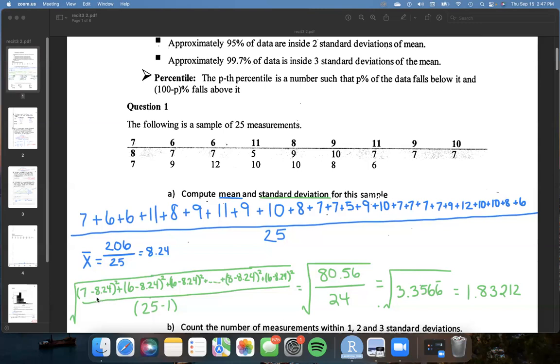I just want to give you some explanation. If it helps you, great. But as long as you know how to compute this, that's the main goal. And then I'll also show you how to do it in R.